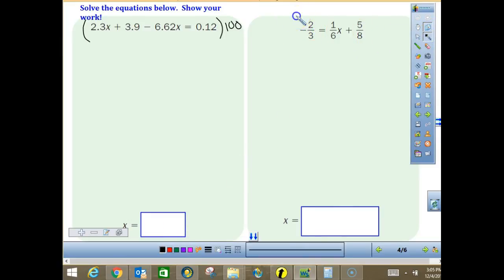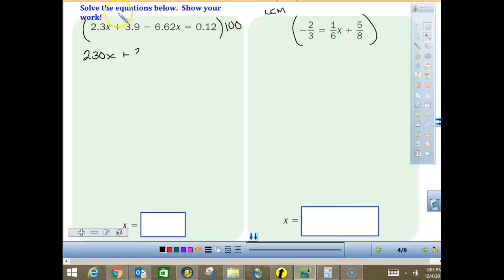I want you to be ready to think, what are we multiplying this whole thing times? What is our least common multiple? Okay? So multiply that first one, everything by 100. If we did that, starting out, Faith, what do you have for the first one? 230x. Keep going, Gus, plus 3.9.